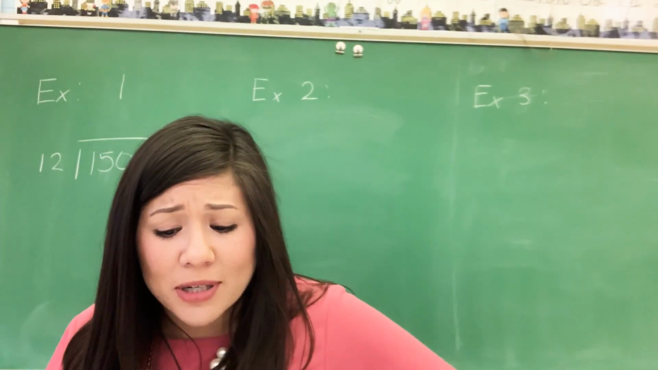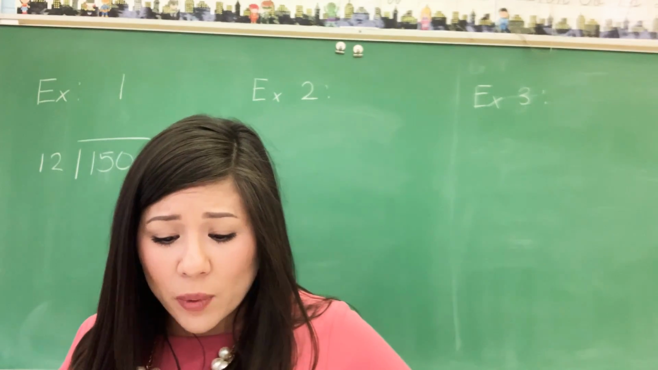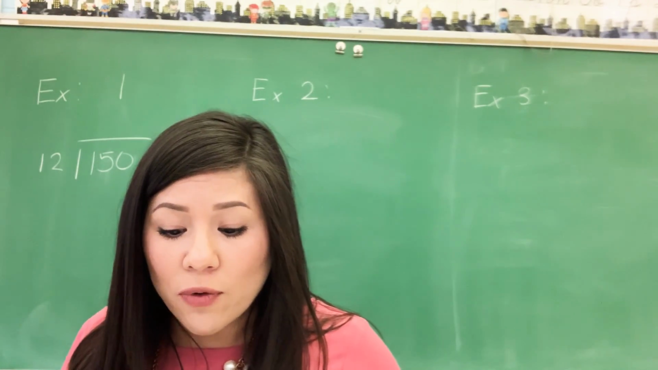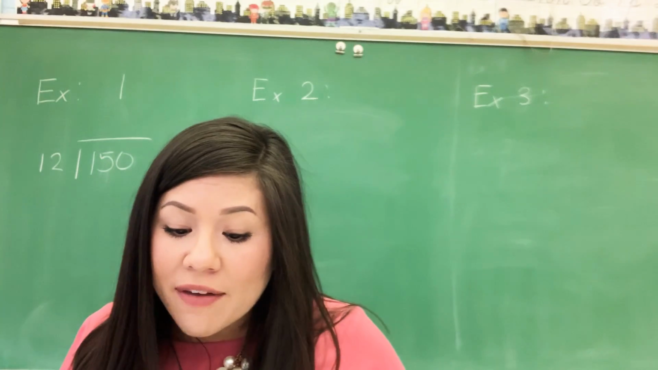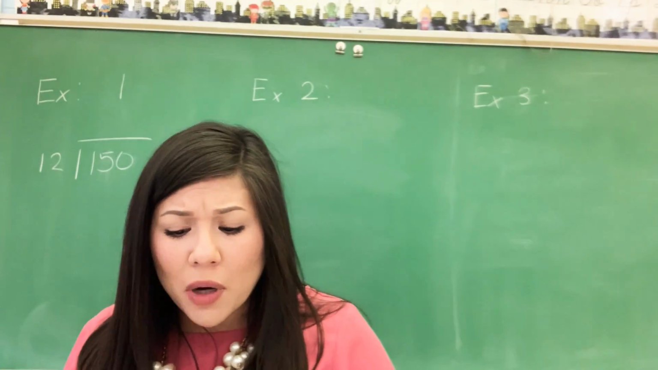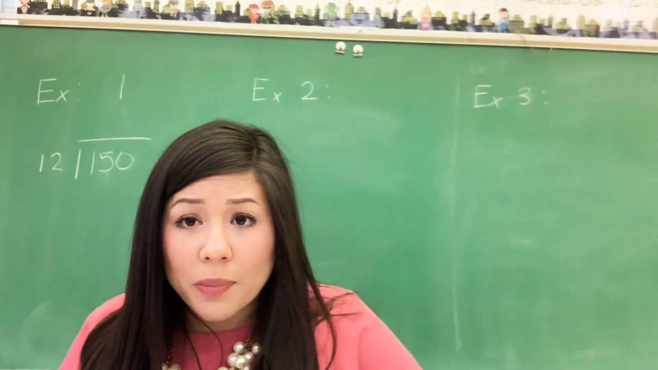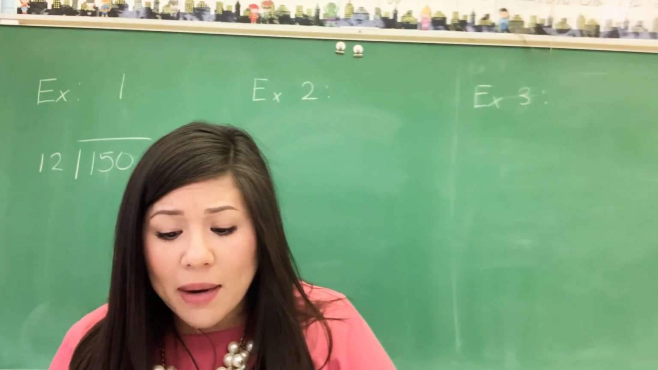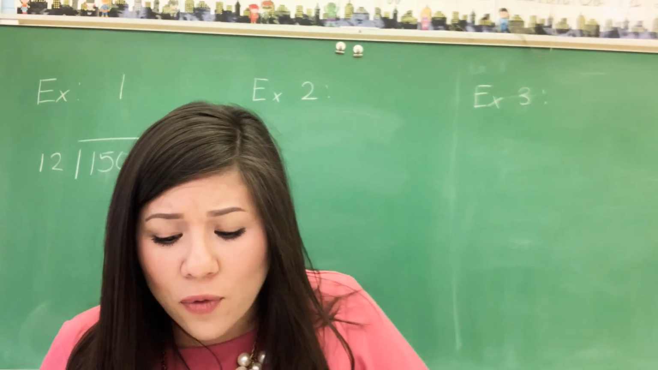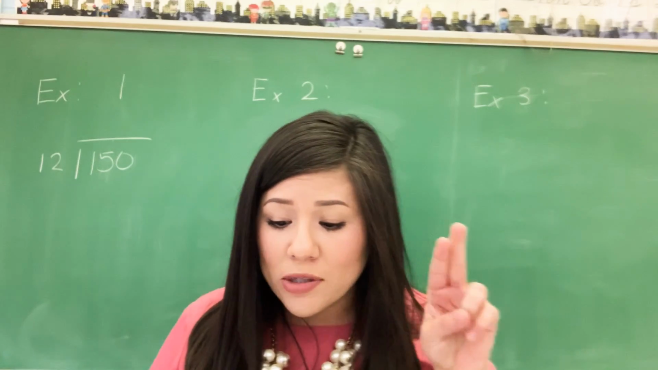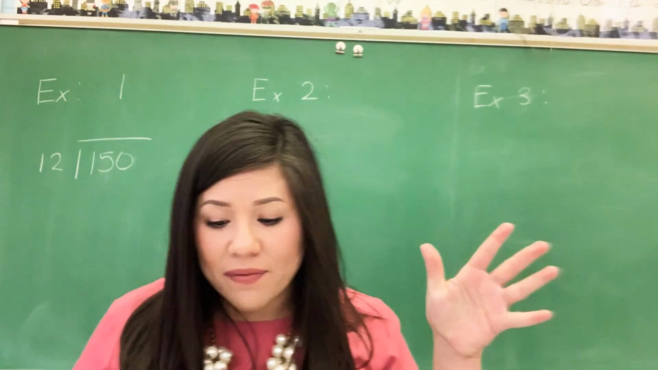Dividing by two-digit numbers is necessary to solve problems like the following. 144 players signed up for soccer. If the players are separated into 12 equal teams, how many players will be on each team? When we divide by a two-digit number, we continue to follow the 4 steps of division: divide, multiply, subtract, bring down, and repeat if necessary.